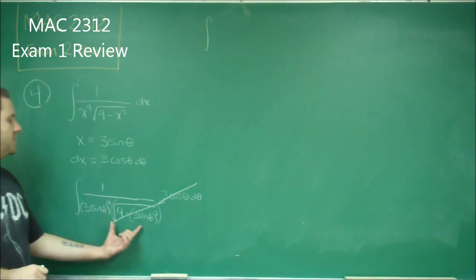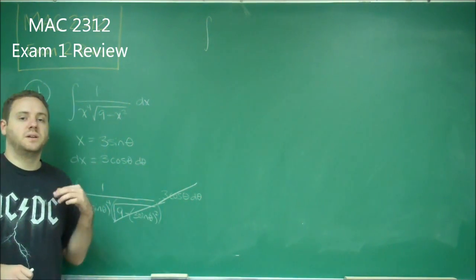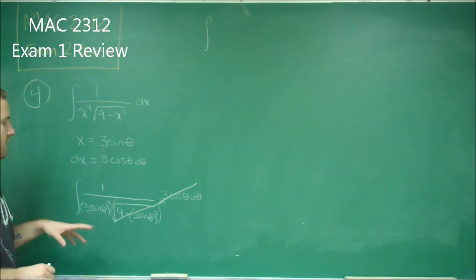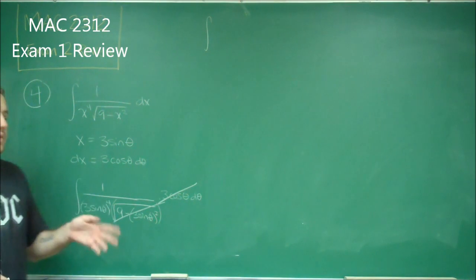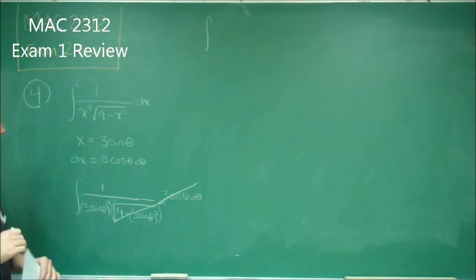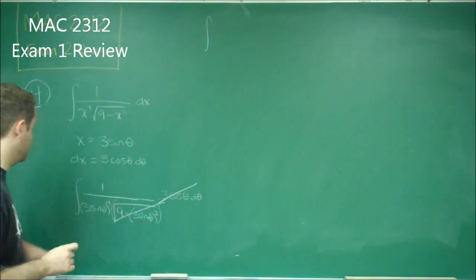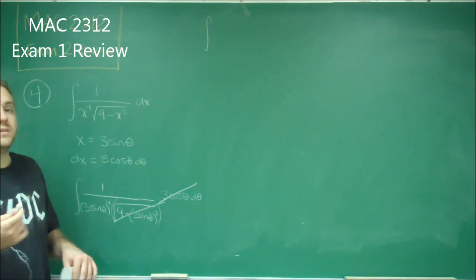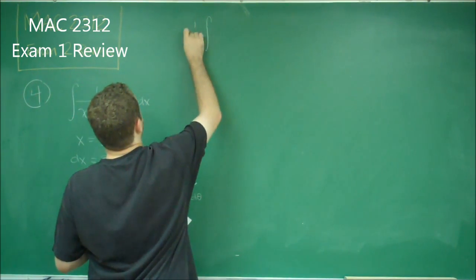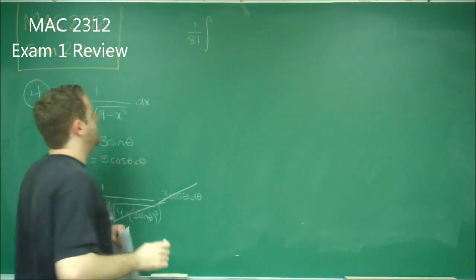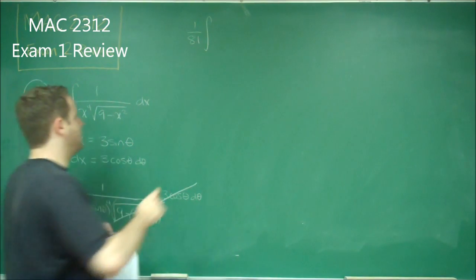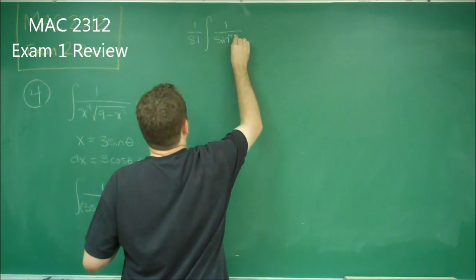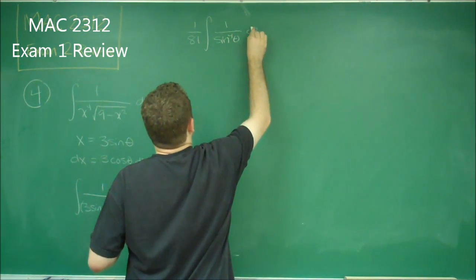So remember that, again, this becomes 3 cosine theta because we're going to factor out the 9 of the radical, and it's going to become a 3. We have 1 minus sine squared, which is cosine squared. Square root of that is cosine. So that all cancels out. And what we're left with is 1 over 3 sine theta all to the 4th. So 3 to the 4th is 81. So I'm going to put that 1 over 81 in front of the integral. And what we're left with is 1 over sine to the 4th of theta d theta.